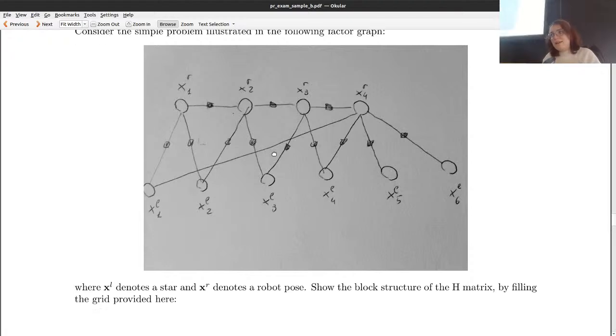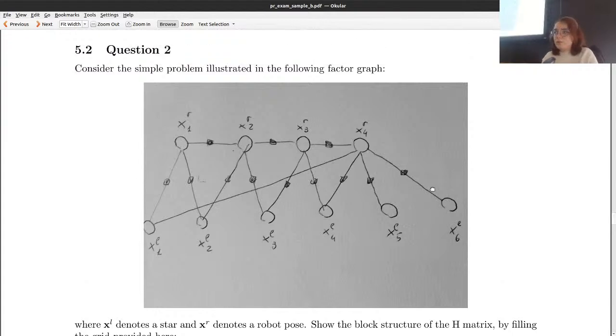And you can imagine that you have to be very precise in defining the structure of the Jacobian if you think that we might ask you, given the factor graph, to show the block structure of the H matrix by filling a grid. And of course, this assumes that you are very precise in determining the structure of the Jacobian and hence of the H matrix.